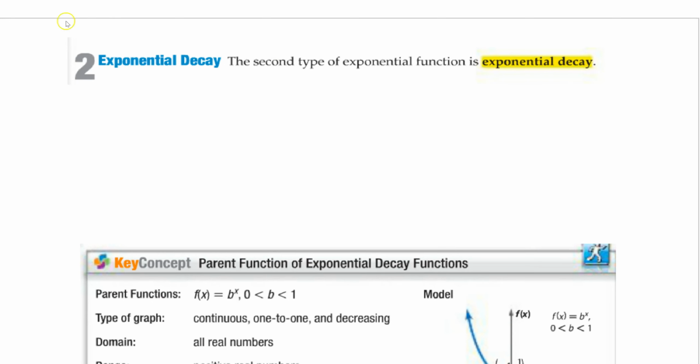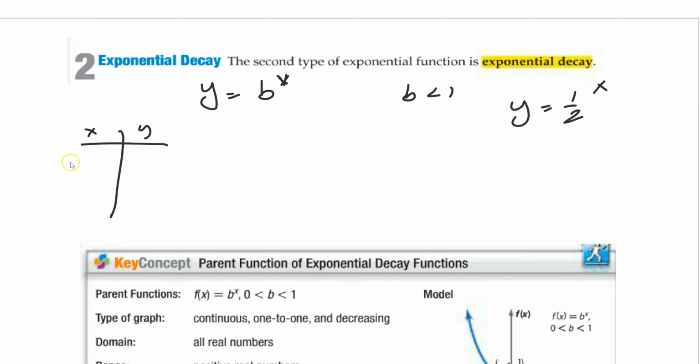Next up, exponential decay. So what's that? Decay is when the B value is less than 1. We can do an example like y equals (1/2)^x so you can see the difference. Let's go -5, -1, 0, 1, and 5. So I get 1/2 to the -5 power. It flips, right? So 2 to the 5th power, so 32.